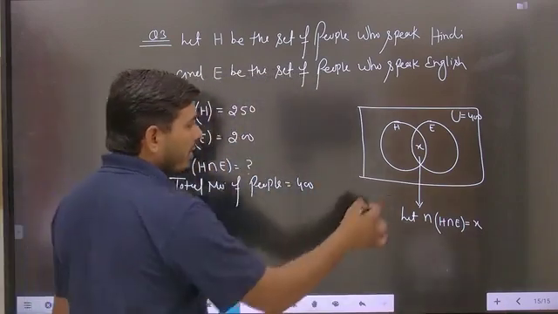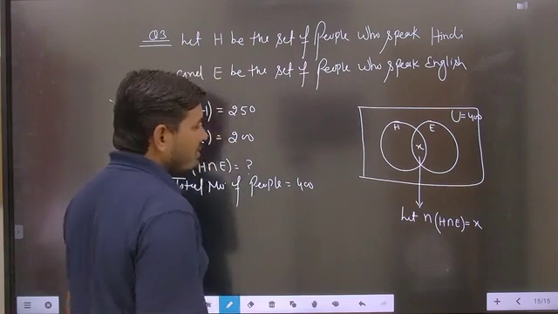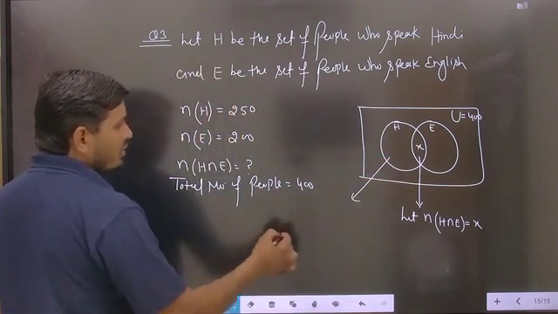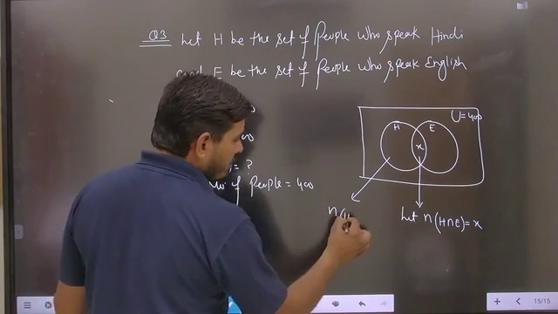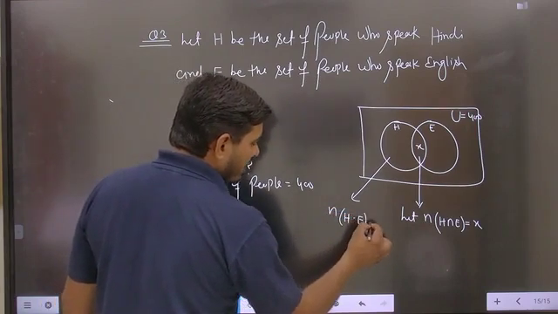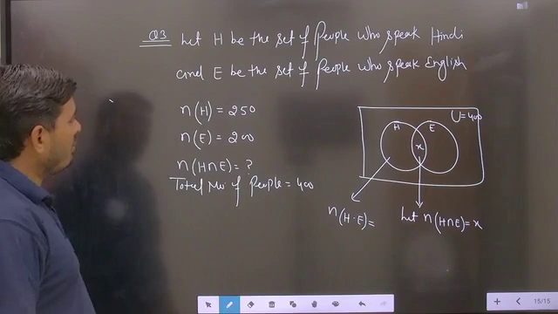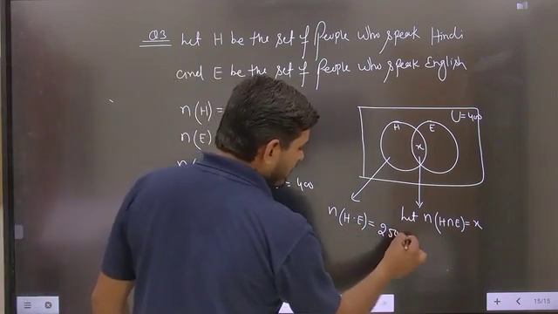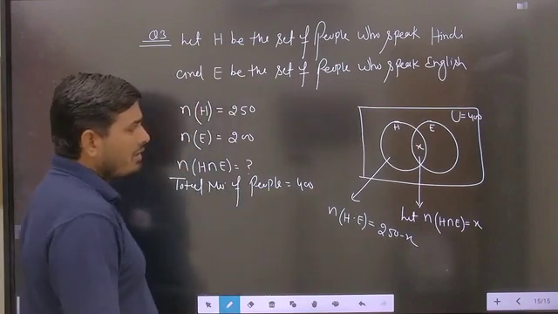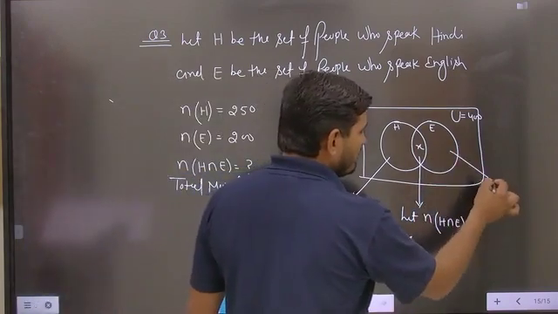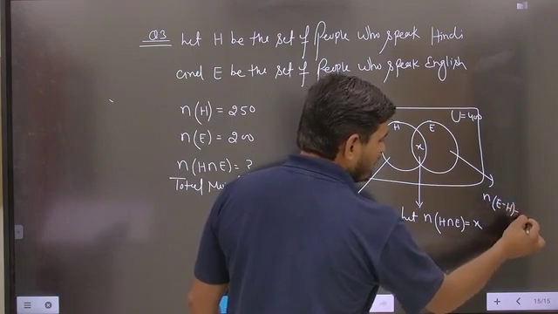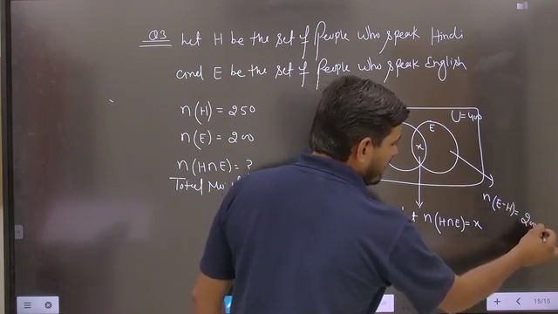Now, only Hindi or only English. Students, now you can say that this particular section will be represented as H minus E. So this H minus E will be given as 250 minus X. This will be represented as 250 minus X, and here you can see this part, which is n of E minus H. So E minus H will become 200 minus X.